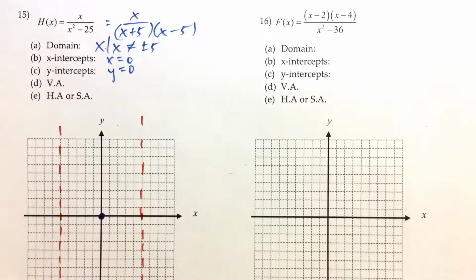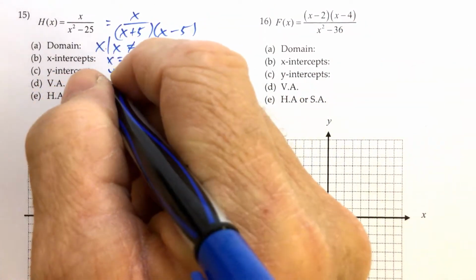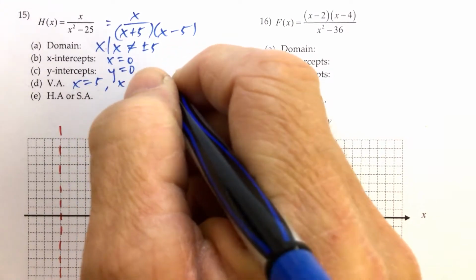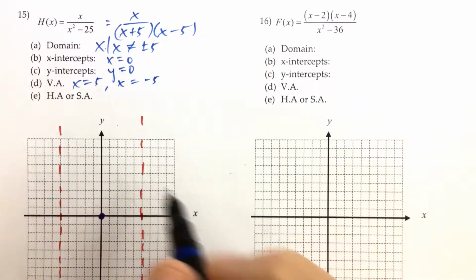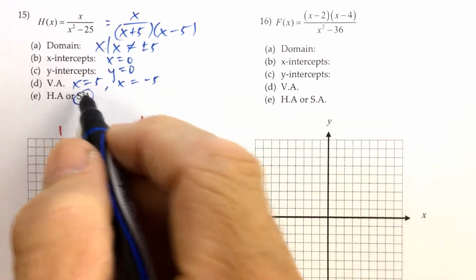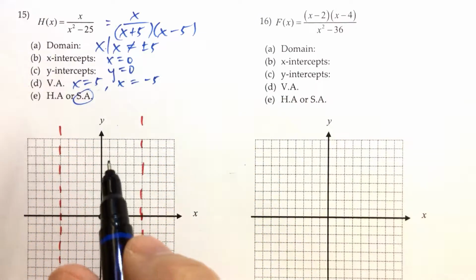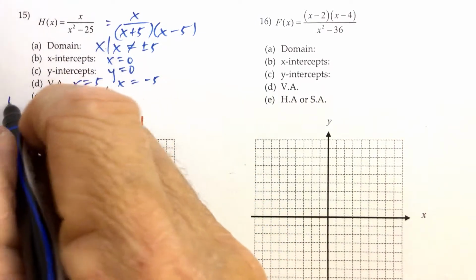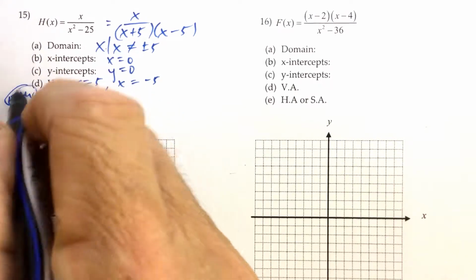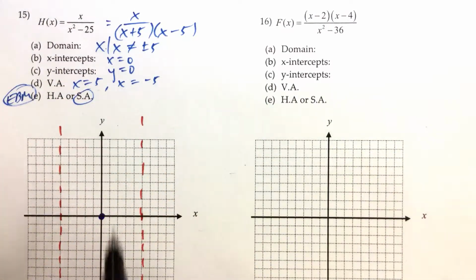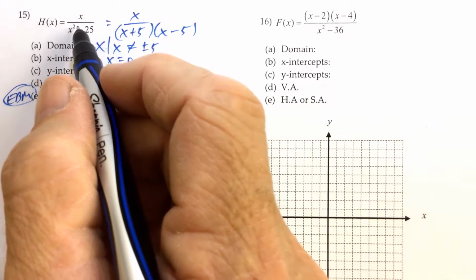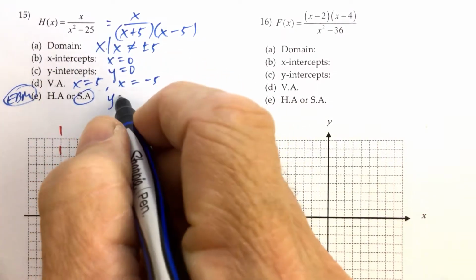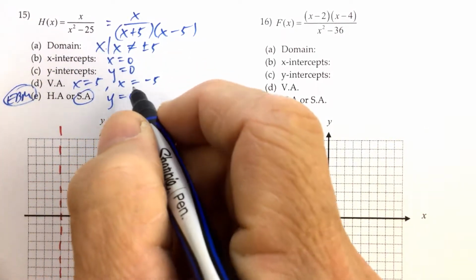Now the vertical asymptotes, we already said that we have x equals 5 and x equals -5. And horizontal or slant asymptote, that's what SA means, slant asymptote. I just call this whole thing an end behavior model, regardless of what it is. But we can see that the denominator has a bigger degree than the numerator, so our horizontal asymptote is y equals 0.